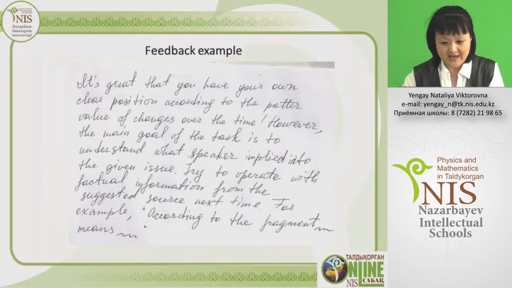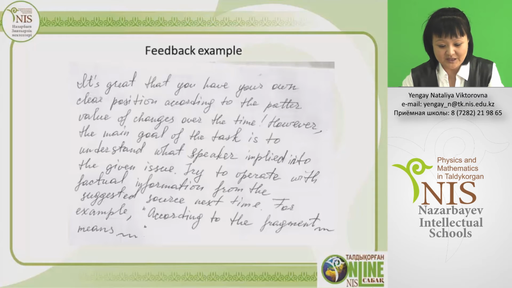And the feedback example. It's great that you have your own clear position according to the pattern of value changes over time. However, the main goal of the task is to understand what the speaker implied in the given issue. Try to operate with factual information from the suggested source next time. For example, according to the fragment, something means something.